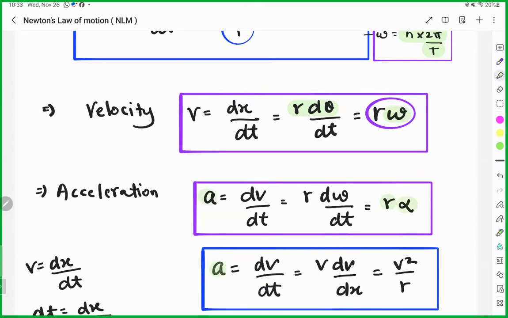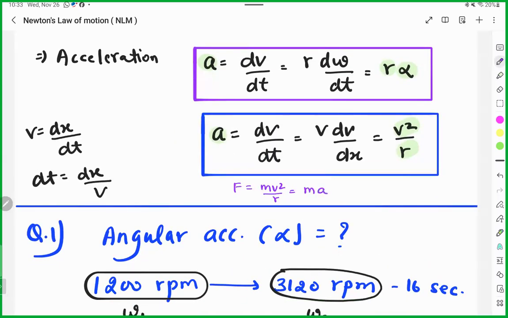How is that possible? Because we know force is equal to ma, and a is equal to v square by r, the centripetal force in the rotational motion. Understood?